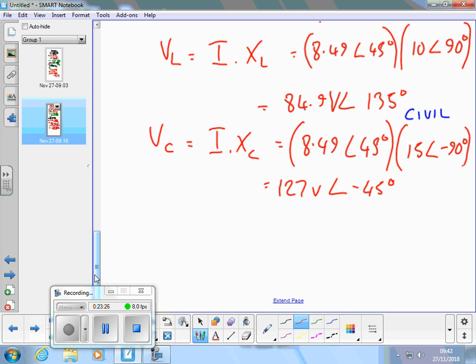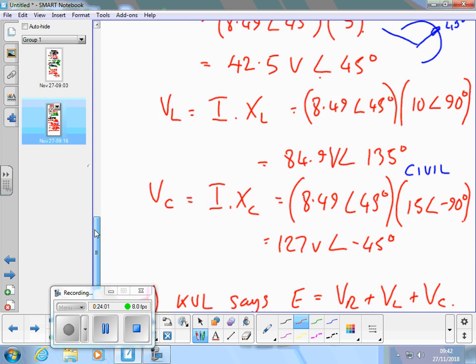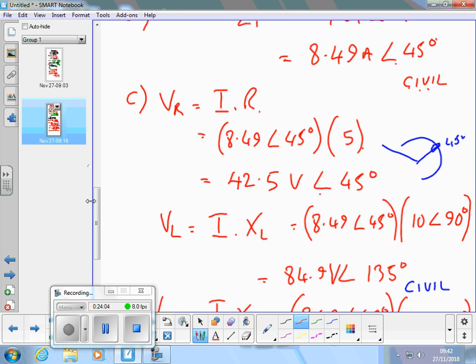In the inductive part of the circuit, voltage has a negative angle and current a positive angle, so voltage is behind, or lagging, the current, which is what you would expect. Now, looking at part D, KVL says E is equal to VR plus VL plus VC. But if we add together 127, 84.9 and 42.5, we don't get 60 volts.